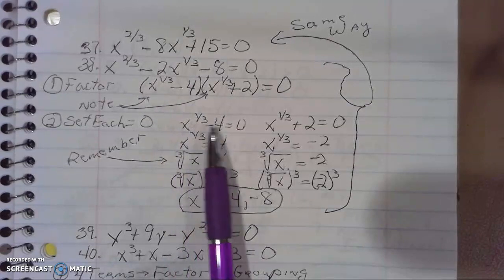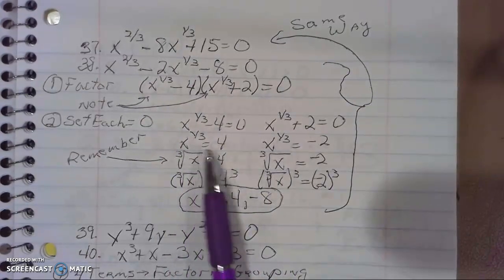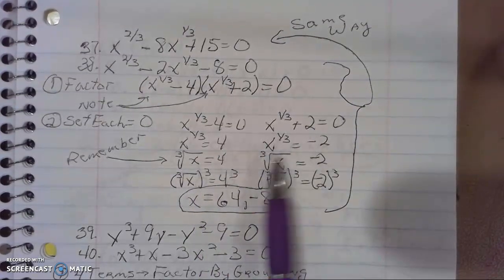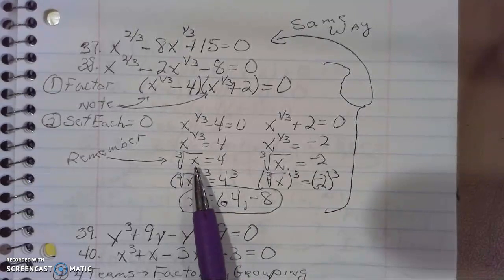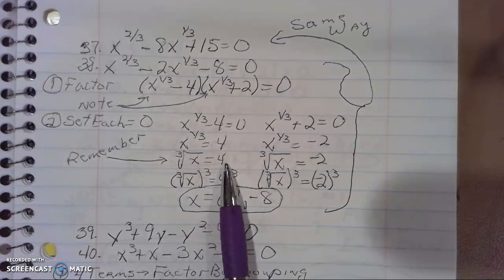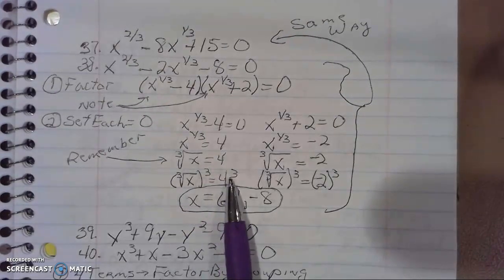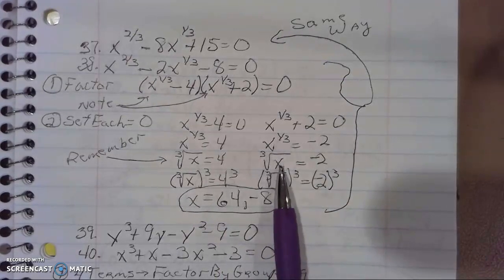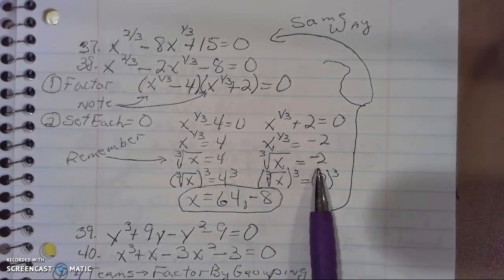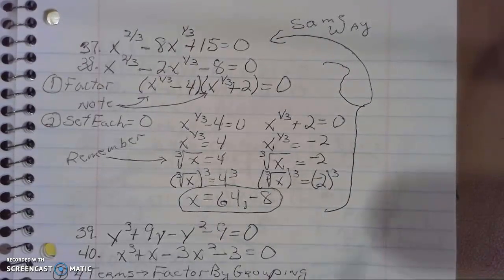Then I set each factor equal to 0. The first one, x to the 1/3, equals 4. The second one, x to the 1/3, equals -2. And remember, to the 1/3 power means the cube root of x equals 4. So we cube both sides, 64 for the answer. Over here, x to the 1/3 equals the cube root of x. So cube root of x equals -2. We cube both sides, we get -8.